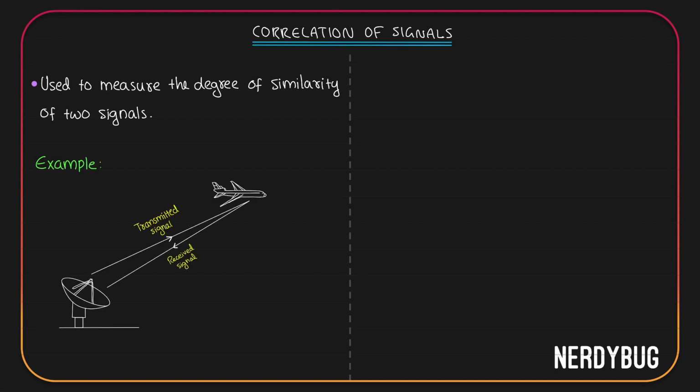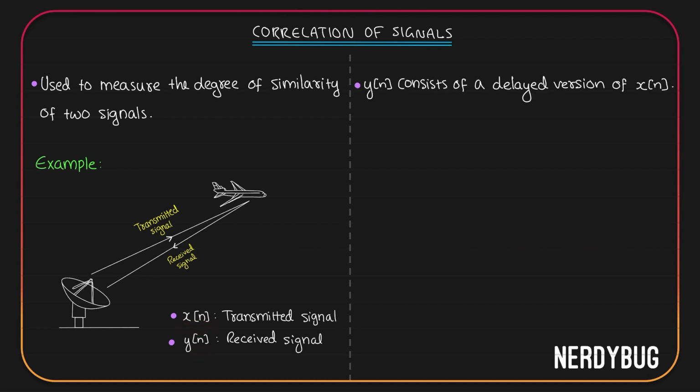Imagine you're trying to locate an aeroplane using a radar. This is how you do it. You transmit a signal. When it reaches the aeroplane, it will be reflected back and you will receive a signal. Let us take x of n to be the transmitted signal and y of n to be the received signal. The received signal y of n will consist of a delayed version of x of n because x of n takes some time to reach the aeroplane and then come back.